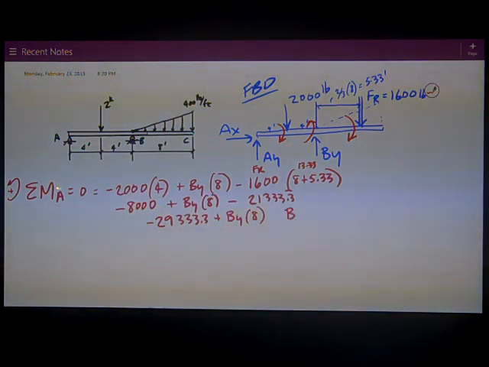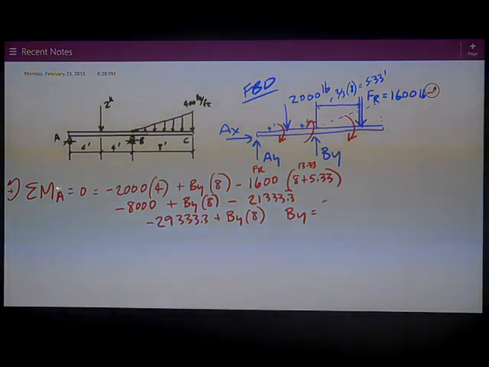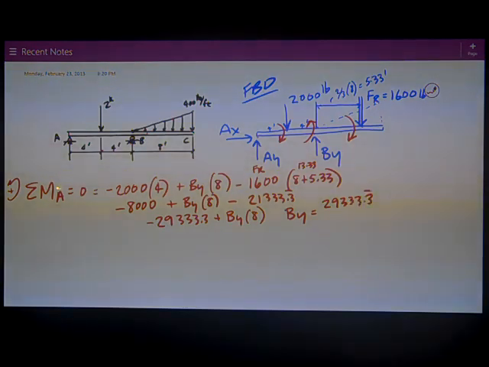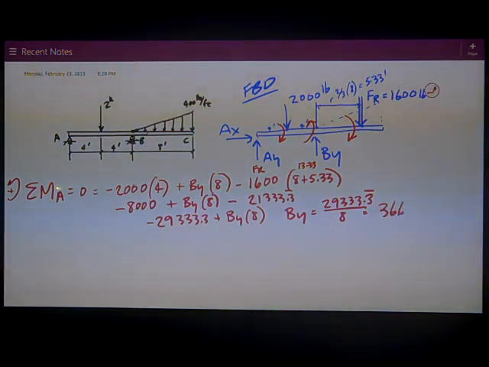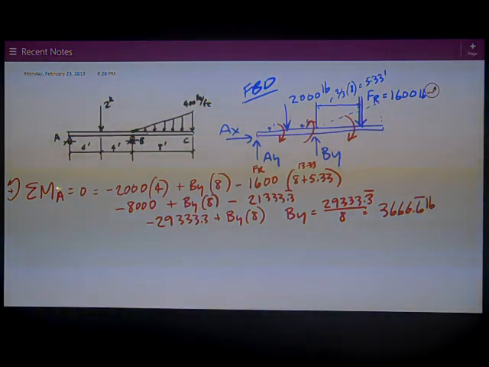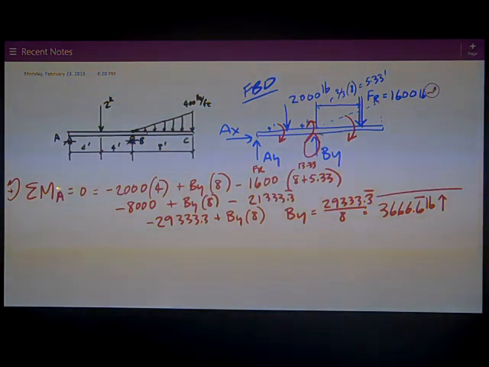Therefore, BY, take the negative 29,333 to the other side of the equal sign. It's 29,333 divided by 8. That works out to be 3666, repeating. Positive sign means my direction assumption of up was correct. Report it that way, put a box around it.